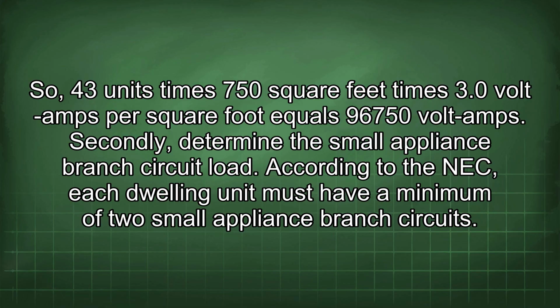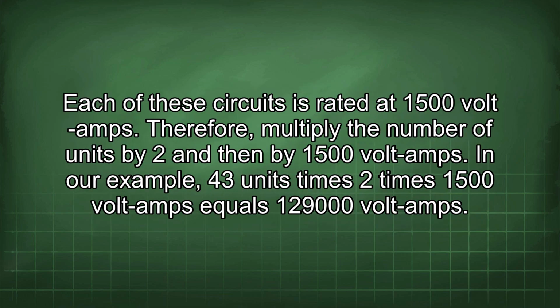Secondly, determine the small appliance branch circuit load. According to the NEC, each dwelling unit must have a minimum of 2 small appliance branch circuits. Each of these circuits is rated at 1500 volt amps. Therefore, multiply the number of units by 2 and then by 1500 volt amps. In our example, 43 units times 2 times 1500 volt amps equals 129,000 volt amps.